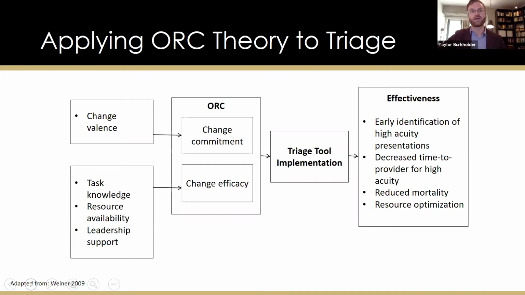We can track that to the downstream effects on the implementation outcomes. In this case, is the triage tool successfully implemented and used? And then later to the effectiveness of the intervention on things like early identification of high acuity presentations, decreased time to provider, reduction in ED mortality, and a little bit more difficult to measure, optimal resource utilization.